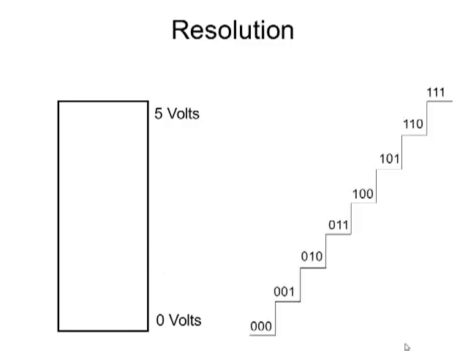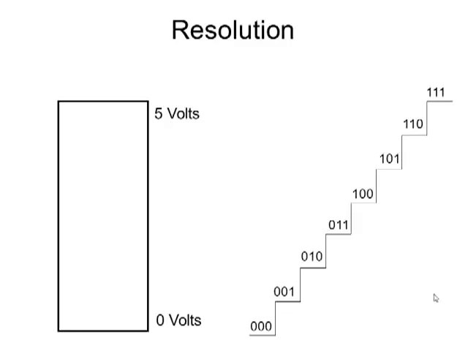Let's say I did a 3-bit analog to digital converter. With 3 bits, I have 8 possible outputs, or 8 possible values. That means each step is going to be 1/8 of the total. So what's 1/8 of 5 volts? My resolution there would be 0.625 volts, or 625 millivolts. If this were a 4-bit ADC, well, with 4 bits I can represent 16 steps, so it would be 5 volts divided by 16, or 0.3125 volts.